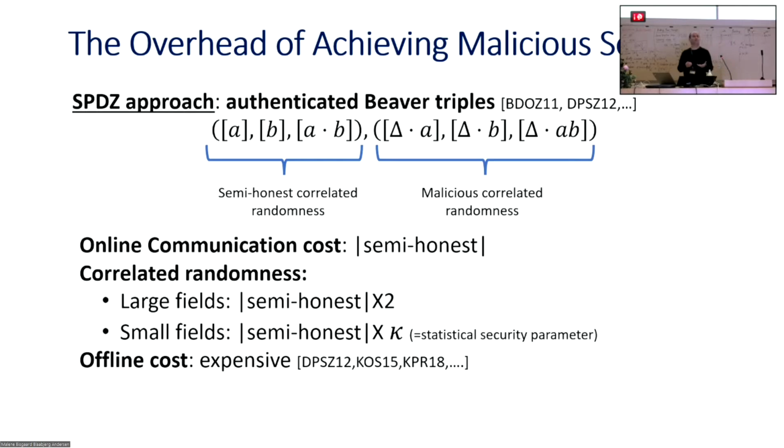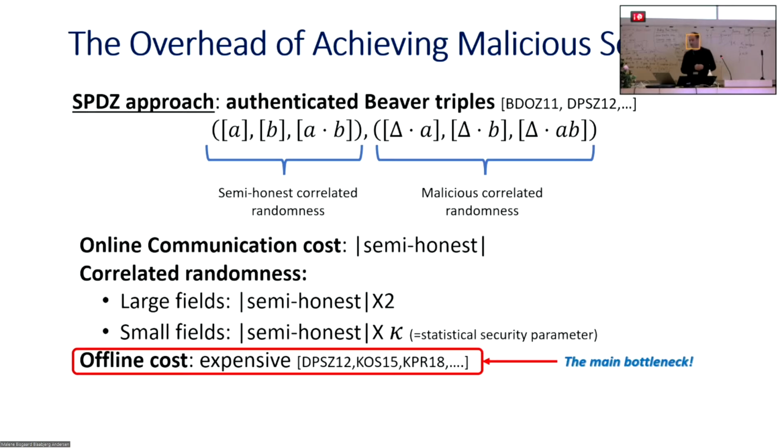However, the correlated randomness clearly grows, for large fields by a factor of 2, and for small fields or rings by a factor that depends on the security parameter. And the offline cost is usually the bottleneck of this approach. There's a long line of works, and many people here in the audience were part of the effort to reduce the cost of the offline phase, but still this is the main bottleneck of this approach.